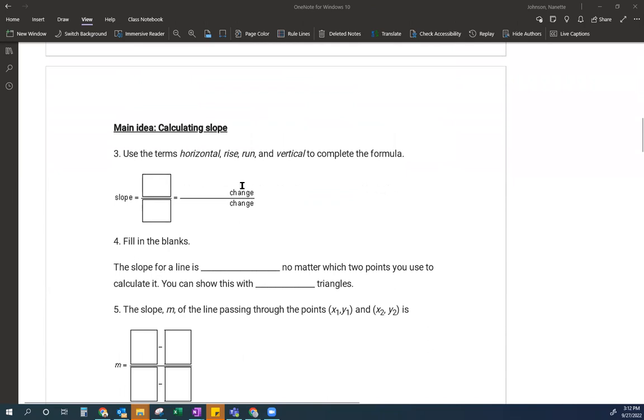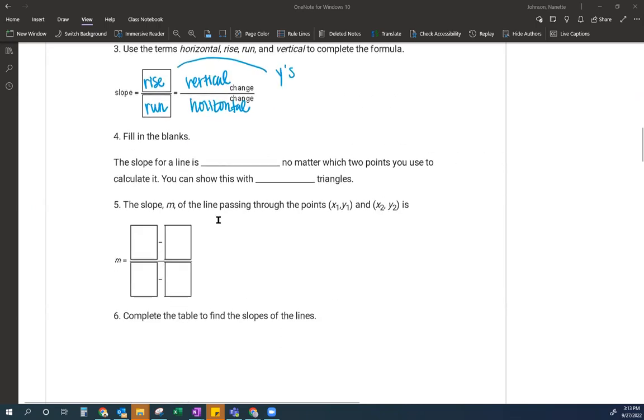Okay, so here's how you calculate the slope. I call it rise over run. And that's just the vertical change over the horizontal change, right? And then I also say that rise is my y's, because if I go this way, see how my cursor is rising? That's in the y direction versus when I run, right? That's in the x direction, right?